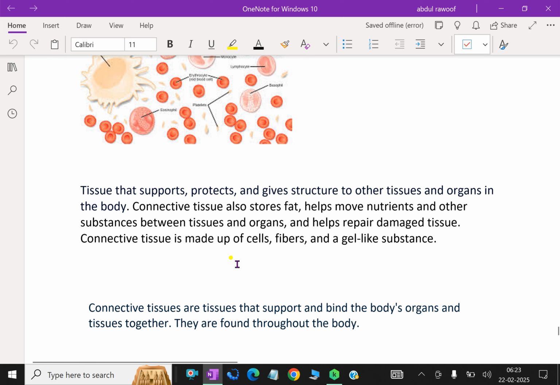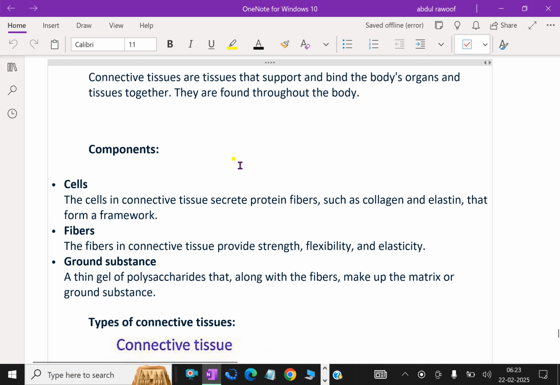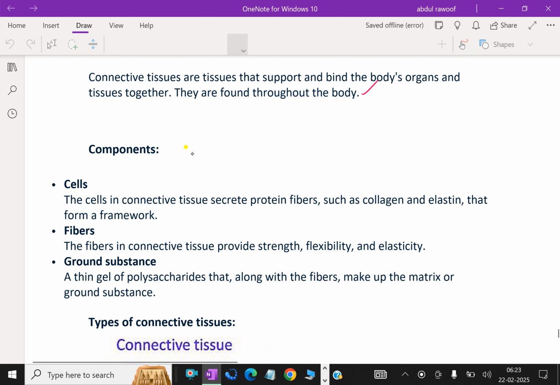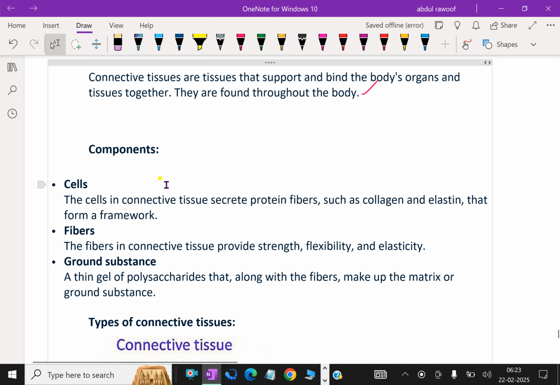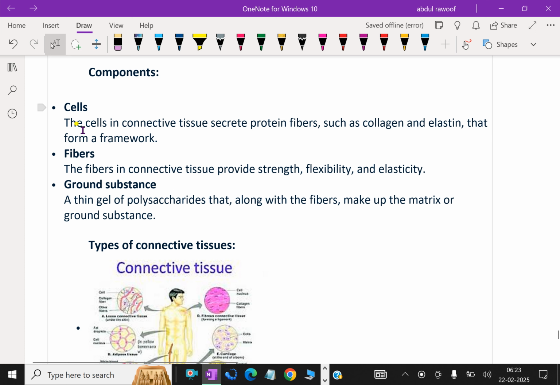Connective tissue is made up of cells, fibers, and gel-like substances. Connective tissues are tissues that support and bind the body's organs and tissues together. They are found throughout the body. Components. First component is the cells.